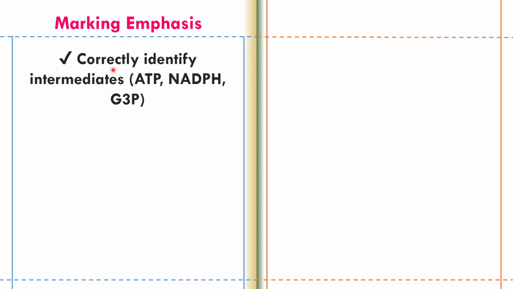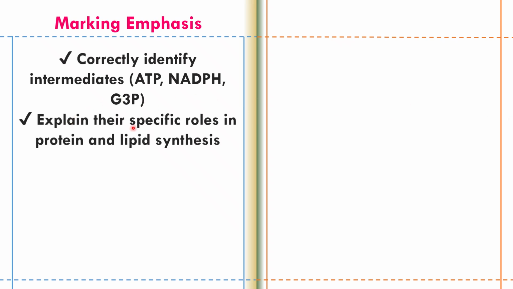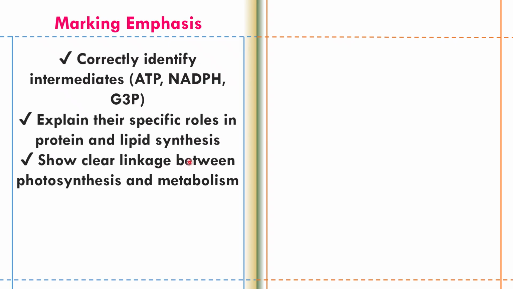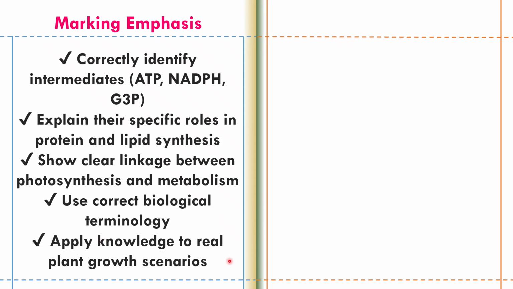Marking emphasis. Correctly identify intermediates, ATP, NADPH, and G3P. Explain their specific roles in protein and lipid synthesis. Show clear linkage between photosynthesis and metabolism. Use correct biological terminology. Apply knowledge to real plant growth scenarios.